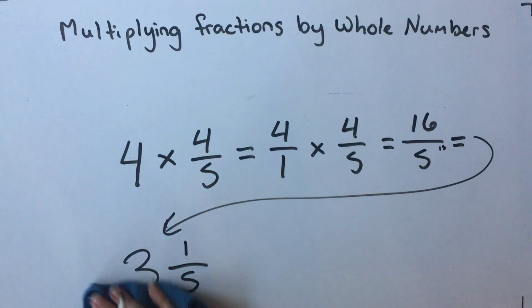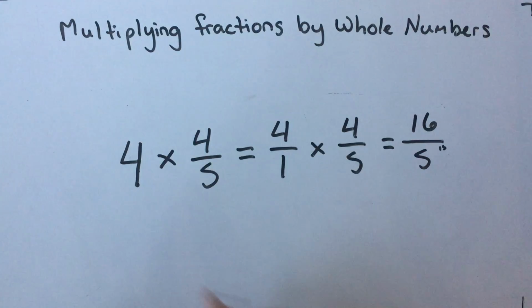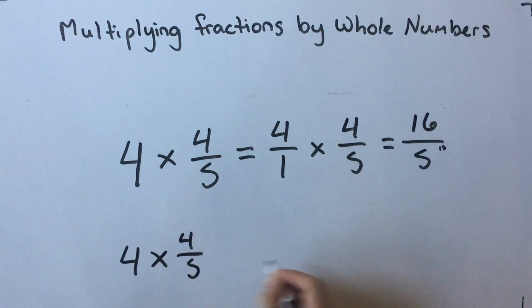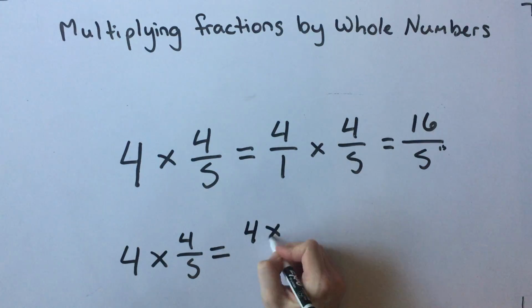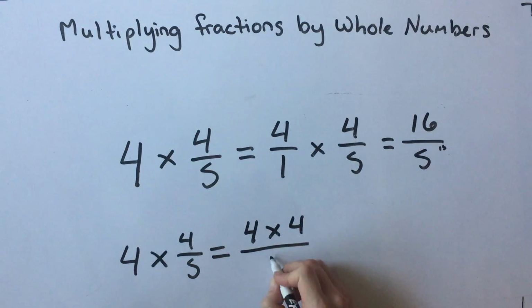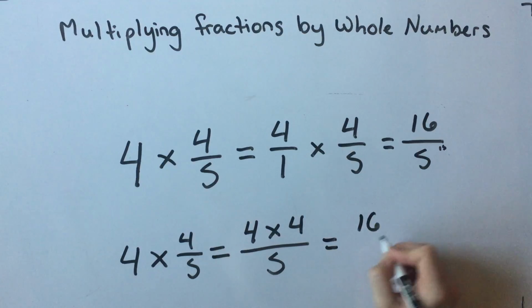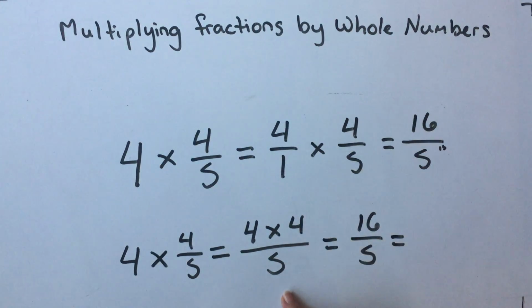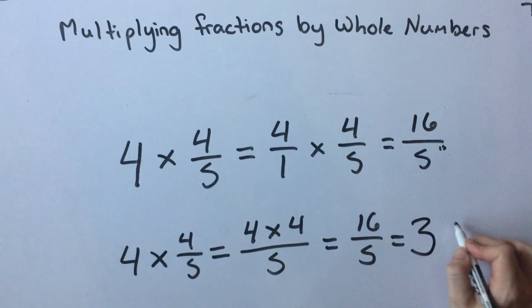All right, so then one more time to rewrite it the other way. 4 times 4/5 is the same thing as 4 times 4 over 5 equals 16 over 5. And look, I even have a little more space than I did up there. So now it's much easier to fit in that 3 1/5.